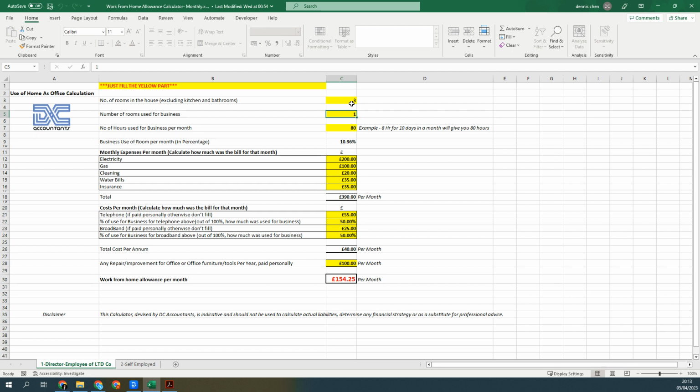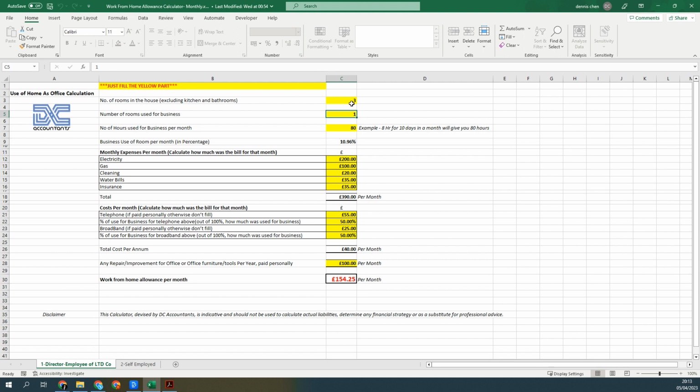Moving on to the number of rooms used for business, if you use your living room for your business, you put one. And if you're using more than one room, for example a living room and another room to do your business, then you're more than welcome to put two.